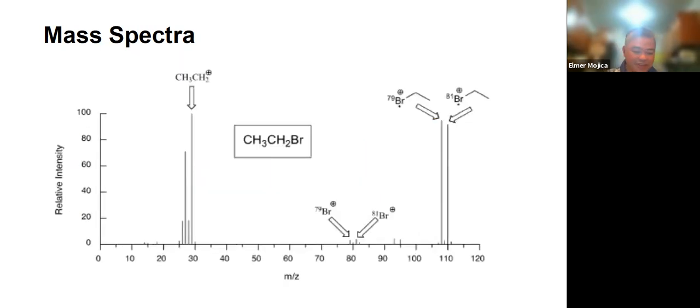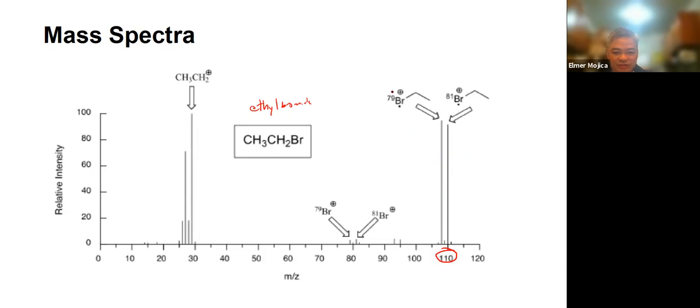Okay? And then I have another one here. So this is ethyl bromide. And as you could see here, okay, pwede siyang ito. So sa ethyl bromide, paano yung pag-breakdown dito? So you have here a corresponding number around what? 110? Okay. So meron din tinatawag na 109 or 108.